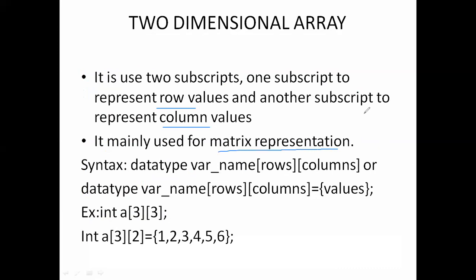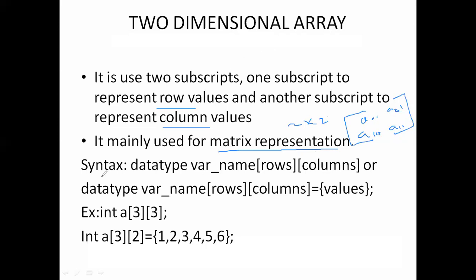All of you know the matrix representation. For example, a[0][0], a[0][1]. Next, a[1][0], a[1][1]. So this is a 2 by 2 matrix. In this type of representation, we use a two-dimensional array.